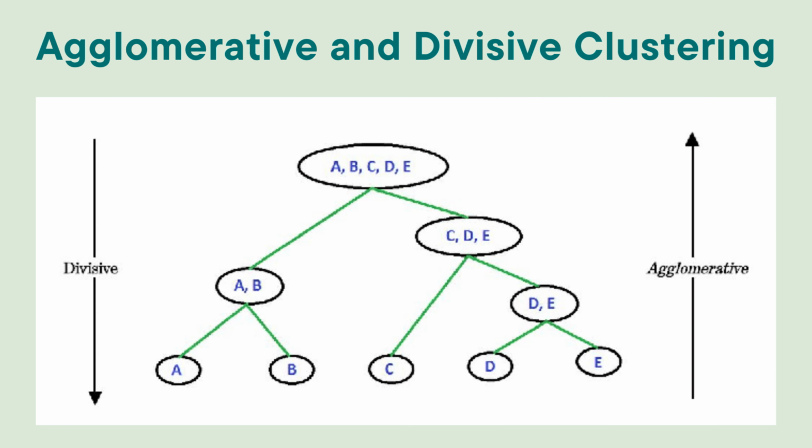And next is the agglomerative and divisive clustering difference. So on the left side is the divisive, which means it's from the root to the single point, and on the right side is the agglomerative, which is from the child, the single point, to the root.